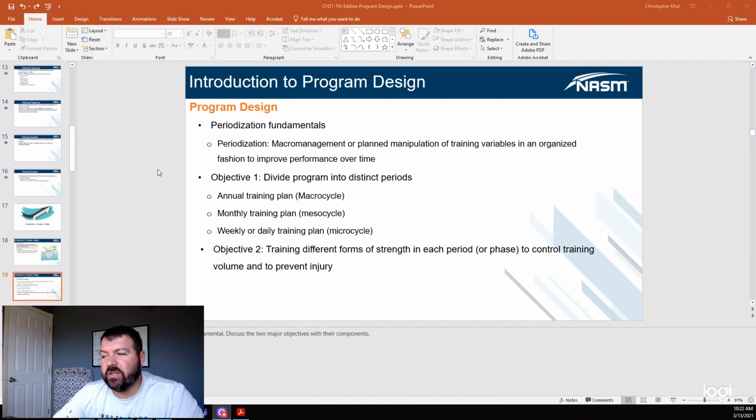Okay, so the objective is training different forms of strength in each period, or phase as we would call it, to control training volume and to prevent injury.